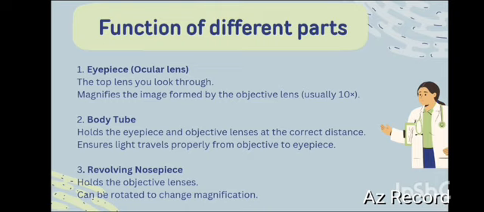Okay, next is the body tube. The body tube holds the eyepiece and objective lenses at the correct distance and ensures light travels properly from the objective to the eyepiece. Next is the revolving nose piece. The revolving nose piece holds the objective lenses and can be rotated to change magnification. If we want to look through different lenses, we can rotate the objectives by rotating the revolving nose piece.